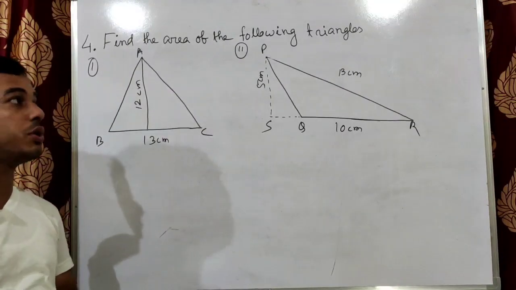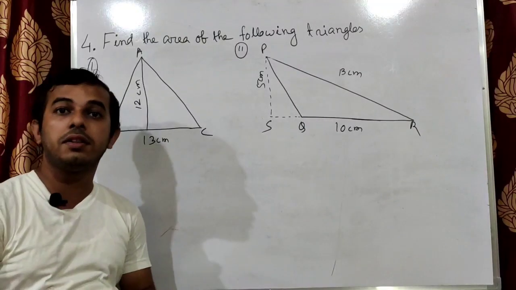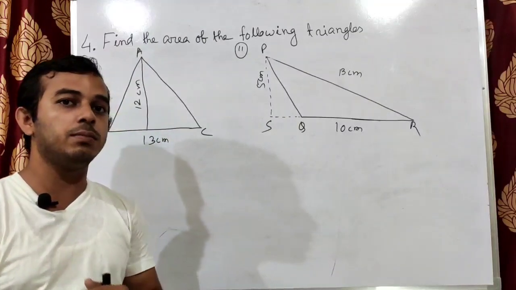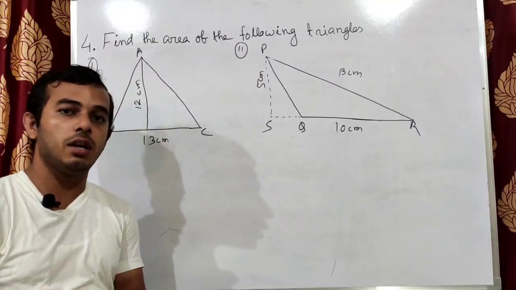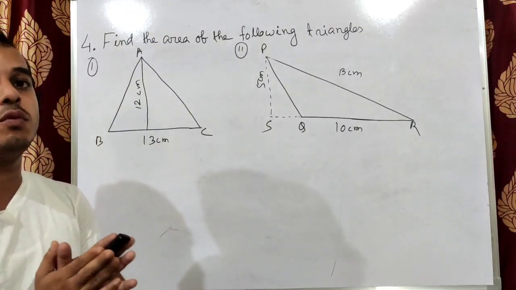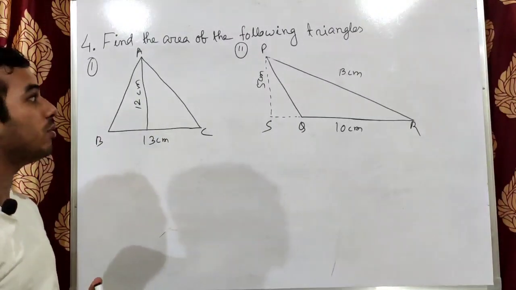So here is our fourth question. Find the area of the following triangles. There were 3 triangles in your book, right? I have drawn only 2. One you must solve yourself, because if you don't try, this is not possible, right? You must solve a few questions from your side. So now I will solve 2 and the remaining one you will solve.